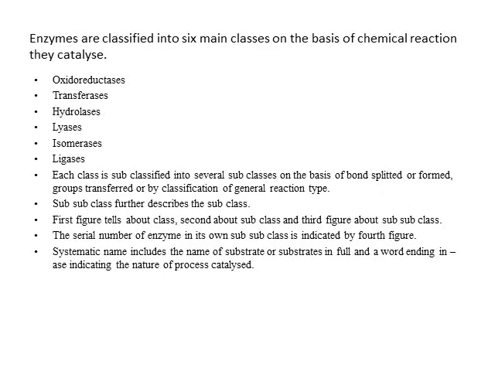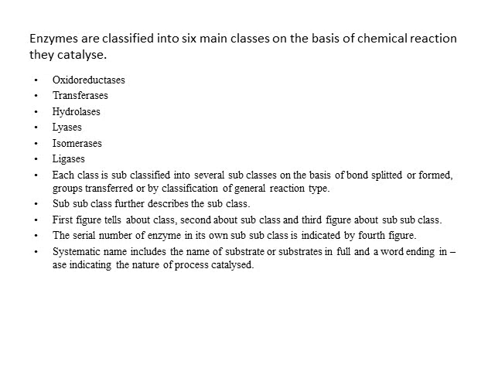Enzymes are classified into 6 main classes on the basis of the chemical reaction they catalyze. Class 1, Oxidoreductases. Class 2, Transferases. Class 3, Hydrolases. Class 4, Lyases. Class 5, Isomerases. Class 6, Ligases. Each class has a specific number, and this number cannot be changed.